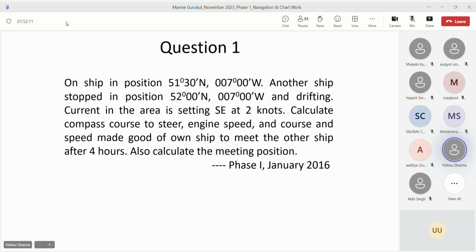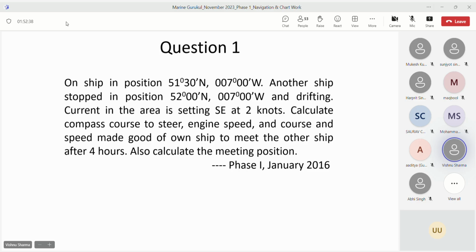A ship is in position, so that's your own ship's position, 51 degrees 30 minutes north, 7 degrees west. Another ship is stopped in the given position 52 degrees north, 7 degrees west. So they are north-south of each other, same meridian. The other ship is stopped but drifting, so not anchored or aground. Current in the area is setting southeast at 2 knots.